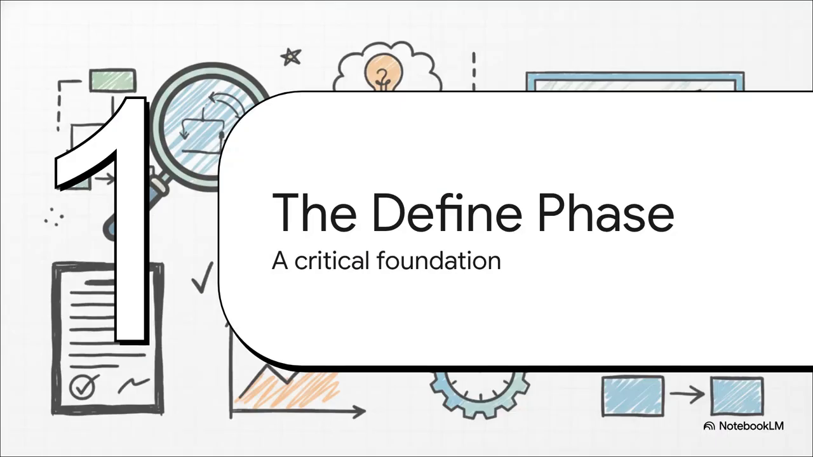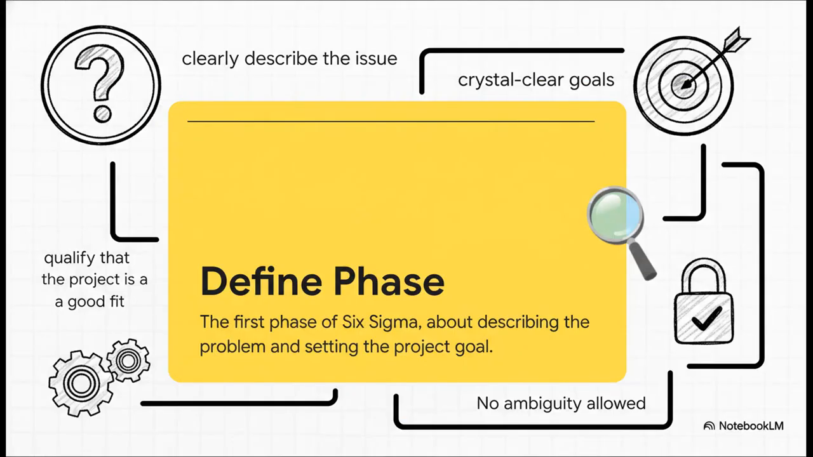So what really goes on in the define phase? The best way to think about it is like the project's official kickoff. It's where you do all the critical prep work to make sure this thing is set up for success from day one. In a nutshell, the define phase is where you get incredibly specific. You're not just saying sales are down. You're describing the problem with precision, you're making sure it's the right kind of project to even be working on, and you're setting goals that are crystal clear. Ambiguity is the enemy here.